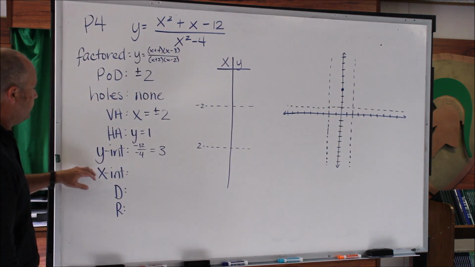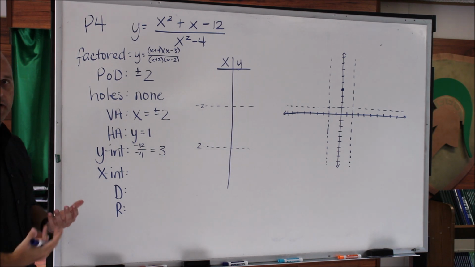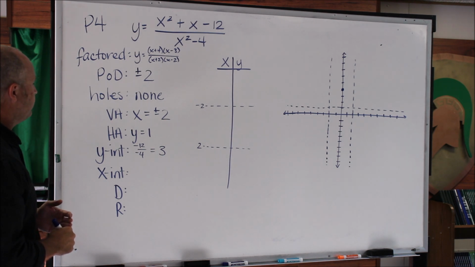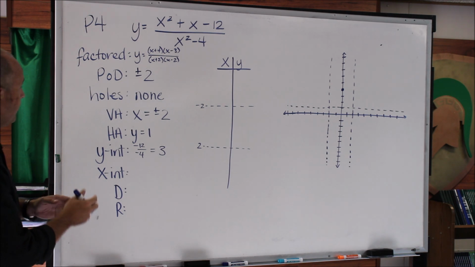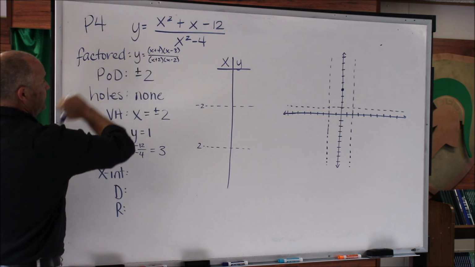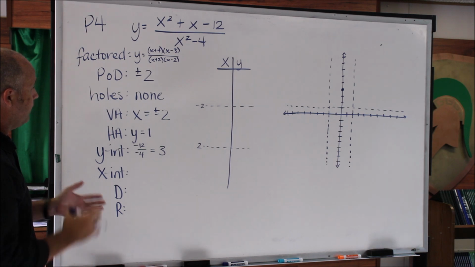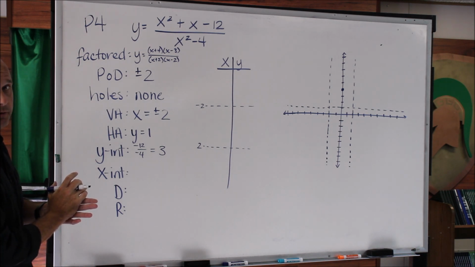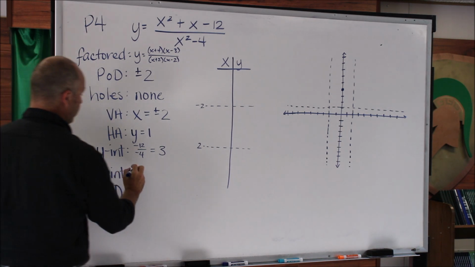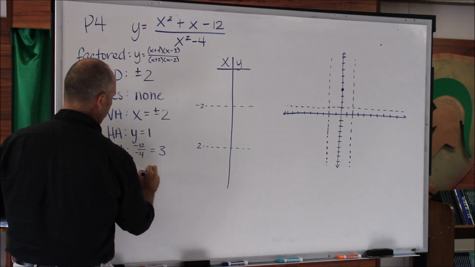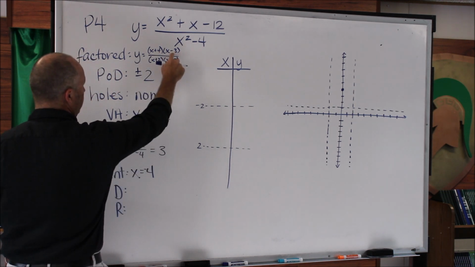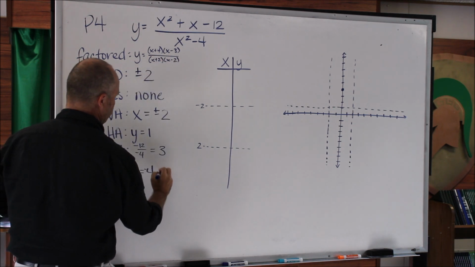Okay. Then I'm going to go to the x-intercept. So I'm going to figure out where my x-intercept's at. So the x-intercepts, again, are going to be setting each of those equal to 0. So x plus 4 equals 0 gives you x equals negative 4. And x minus 3 equals 0 gives you 3.